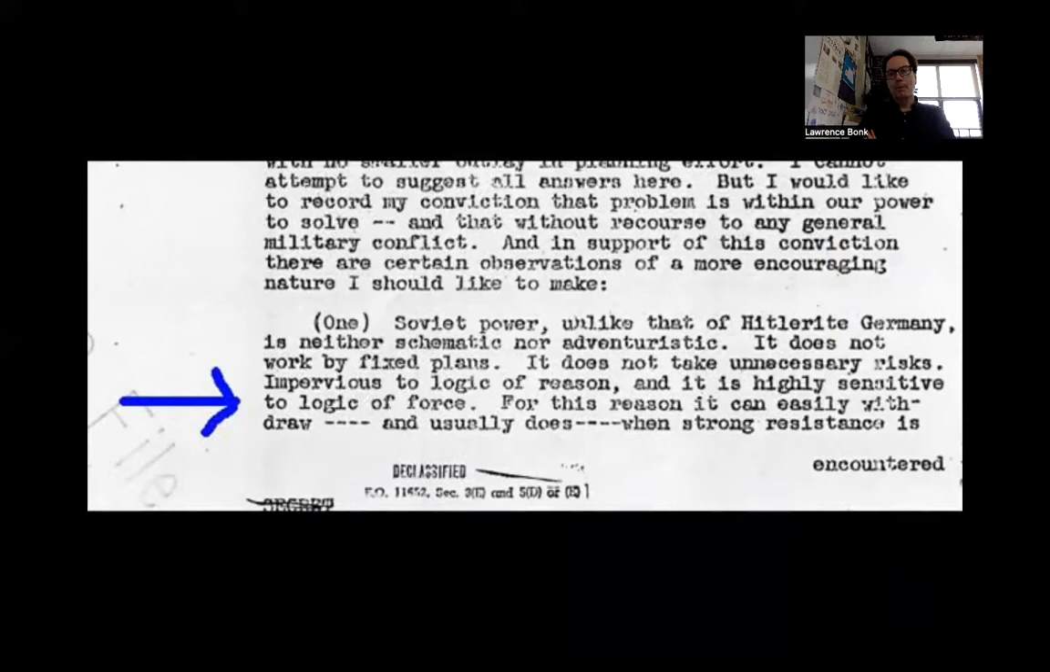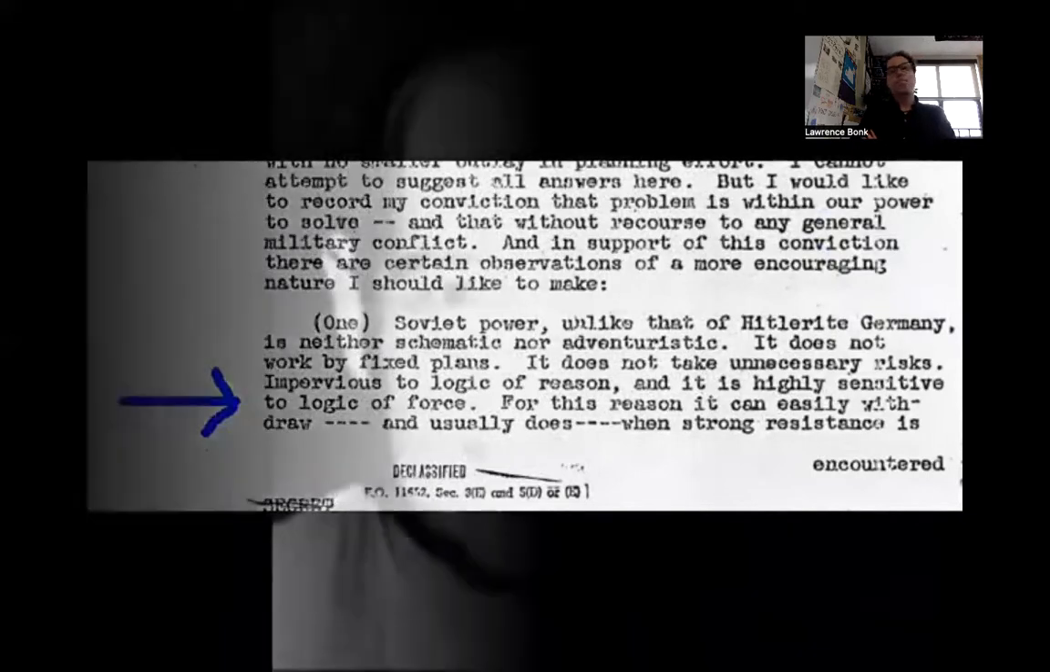Kennan believed that the Russians can easily withdraw, and usually do, when strong resistance is encountered at any point. Kennan was, in a sense, promoting his future policy of containment, the American attempt to stop future Soviet expansionism by political, economic, and military means. There is also little doubt that Kennan connected what he viewed as a Soviet threat with American reform at home.